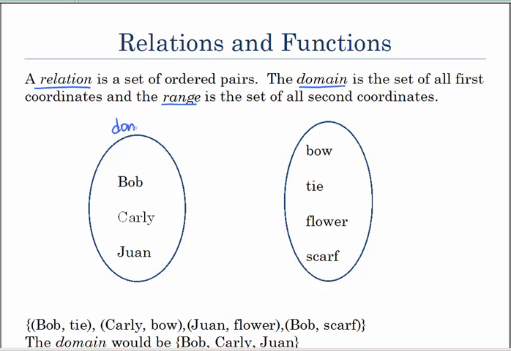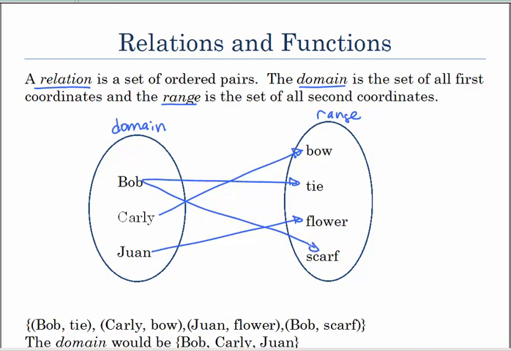So if this is the set of the domain and this is the range, we can make different mappings, as when we're going to map Bob to the tie, Carly to the bow, Juan to the flower, and Bob also to the scarf. So we've made a mapping, and that is a traditional way of showing that.